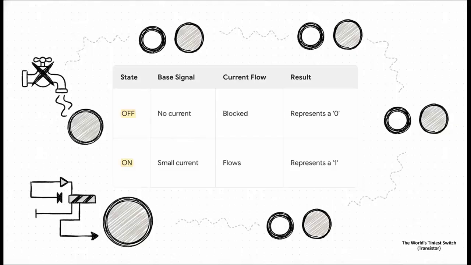So its first superpower is acting as a flawless electronic switch with no moving parts. It's simple. If you send no current to the base, the faucet is off. The main current is blocked. We call that a zero. But if you apply just a tiny current to the base, bam, the faucet turns on and the main current flows right through. We call that a 1. Zeros and ones. Sound familiar? Yep, this is the binary language of all computers, and transistors let us speak it at truly unbelievable speeds.